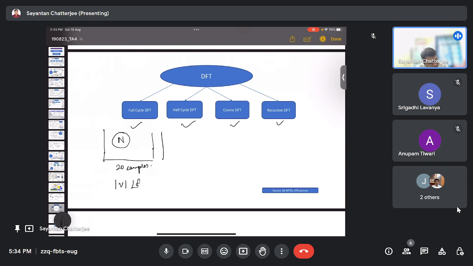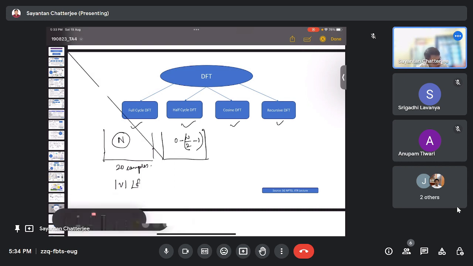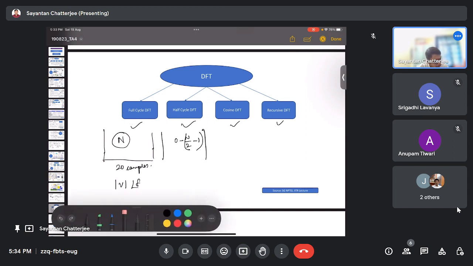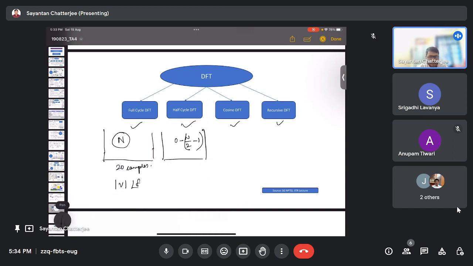Then for the half cycle DFT, it would be from 0 to n by 2 minus 1. So here the number of samples gets reduced. So this would be faster in operation. Sir, what is the full form of DFT? Discrete Fourier transform. Okay, sir. Discrete Fourier transform.